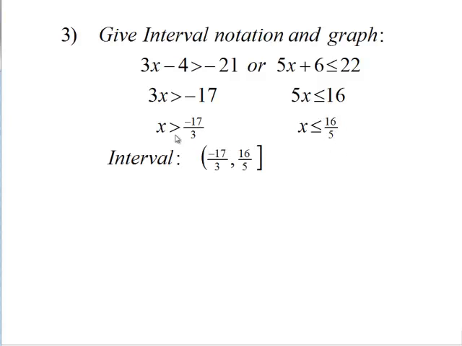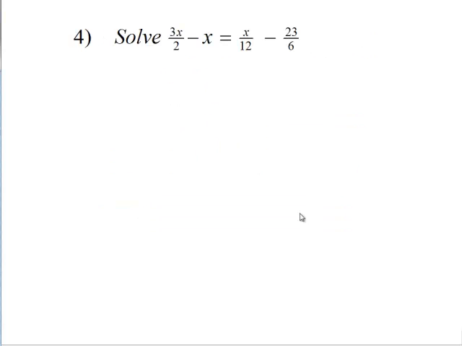So the interval is a parenthesis because there's no equal sign, the smallest one, then the bigger one, and it gets a bracket because of the equal sign. Now if I'm going to graph that, I just take this same thing and put it on a graph. Negative 17 over 3 gets the parenthesis. I keep going until I get to the 16 over 5, which gets a bracket.